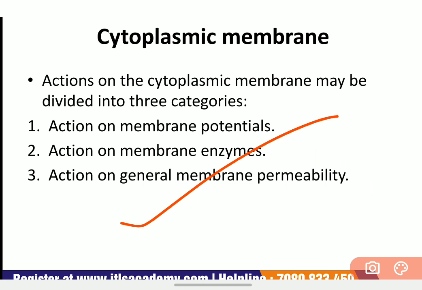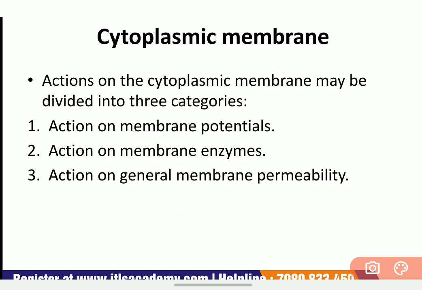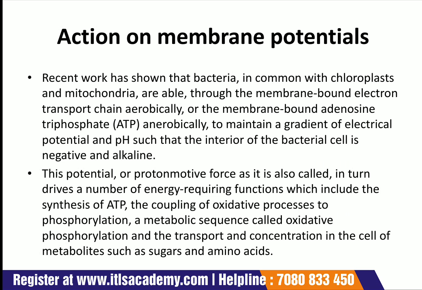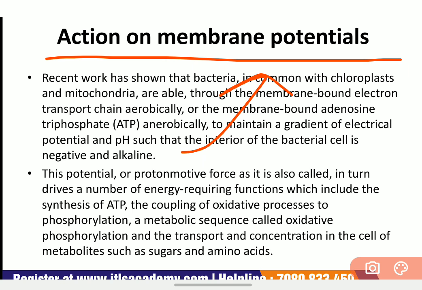So, these were a few actions of antibiotics on the cytoplasmic membrane. First is action on membrane potential. We have seen an overview of the action on the cytoplasmic membrane, and now we are going to discuss it in detail. First is action on membrane potential. We will study how any antibiotic would affect the membrane potential and cause disruption of the cell.